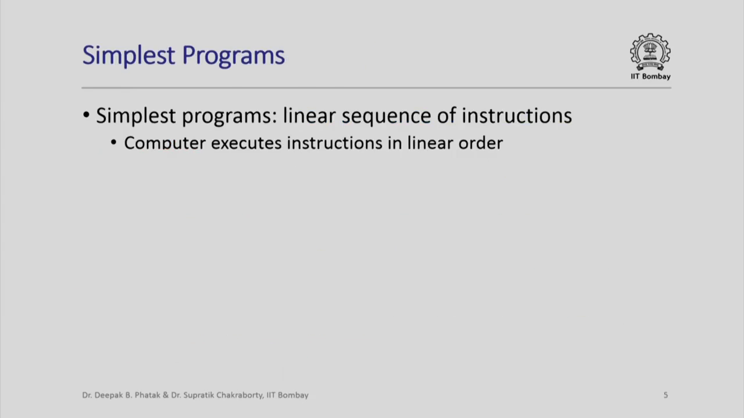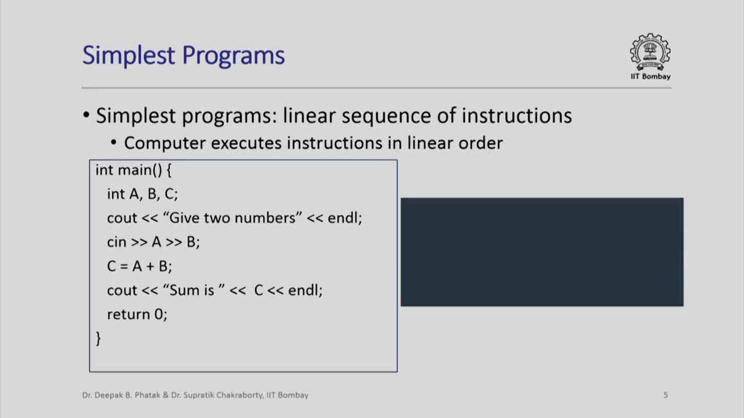Now, the simplest programs that we can write are basically linear sequences of instructions, and the computer executes these instructions in the same linear order in which they appear in the program. For example, on the left pane here, you can see our friendly summing program, which reads two integers, adds them up and prints the sum out on your screen. And on the right hand side here, I have shown the computer screen as it might appear as the instructions in this program are executed sequentially.